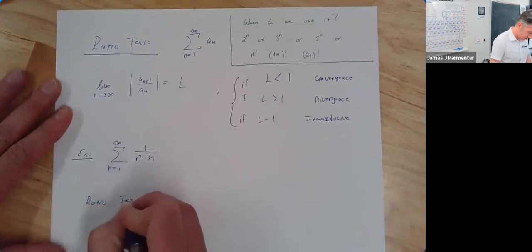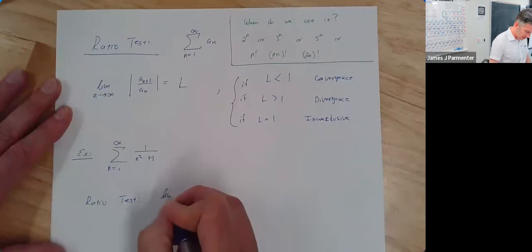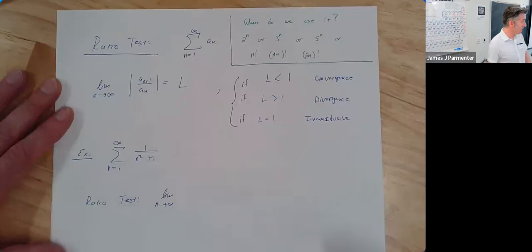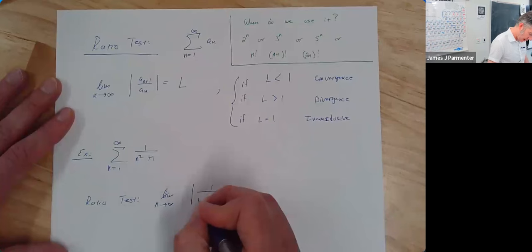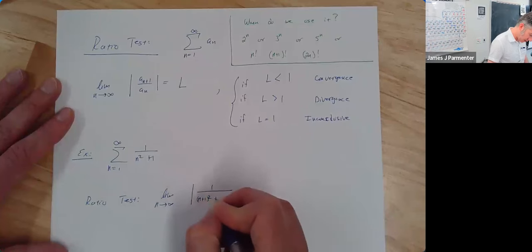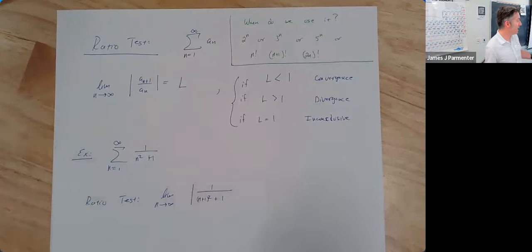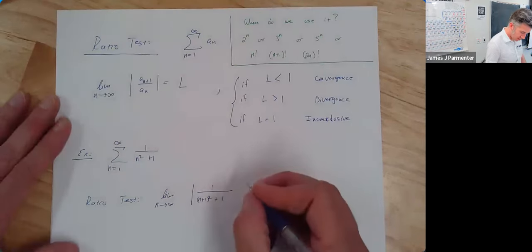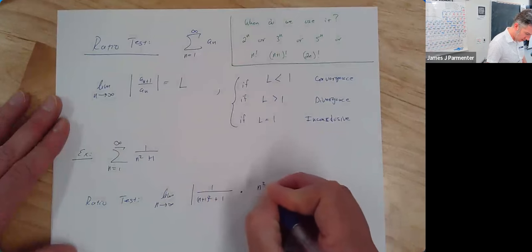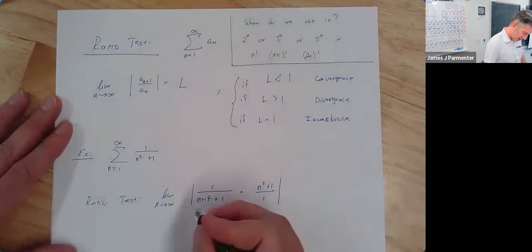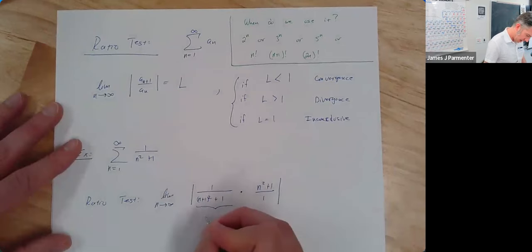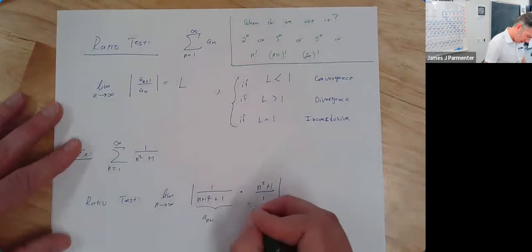You totally can, though. If I use the ratio test, I'm going to do the limit as n goes to infinity of the n plus 1 term. So 1 over n plus 1 squared plus 1. And instead of dividing by the nth term, I just like to multiply by the reciprocal of the nth term. I'm going to multiply by n squared plus 1 over 1. Here's my a sub n plus 1. Here's my reciprocal of a sub n.